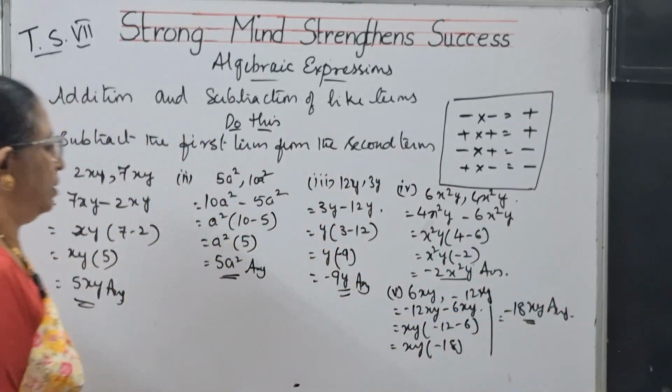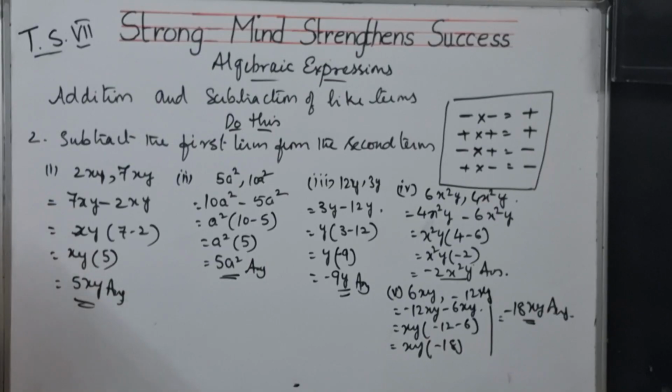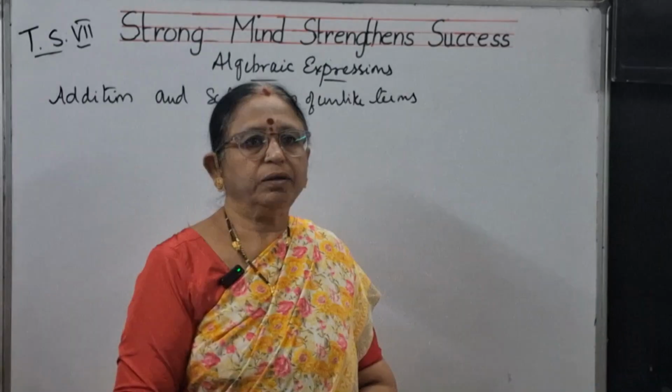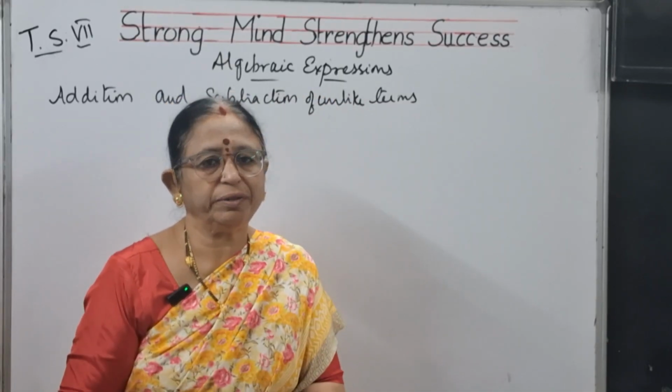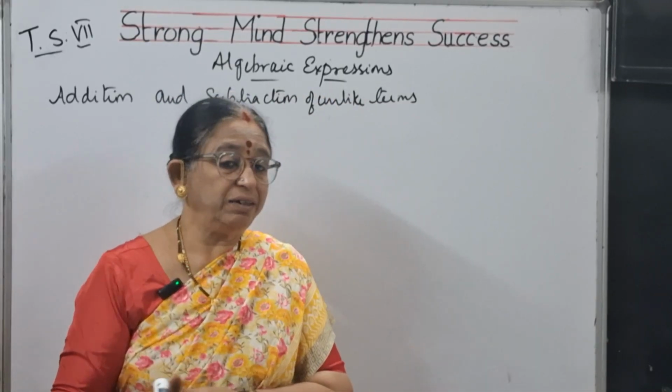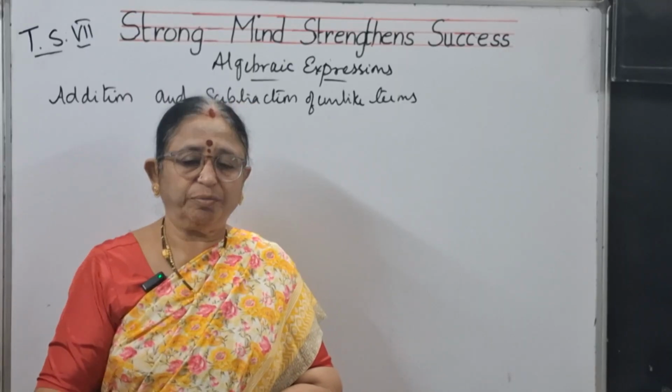Okay, please write down. This is the second problem of this sum. Now we have done addition and subtraction of like terms. Now we are doing addition and subtraction of unlike terms.